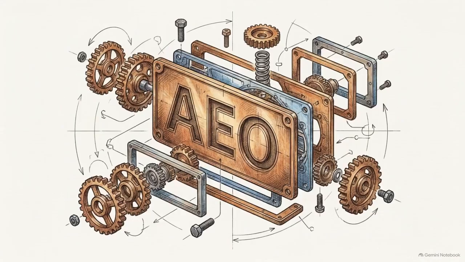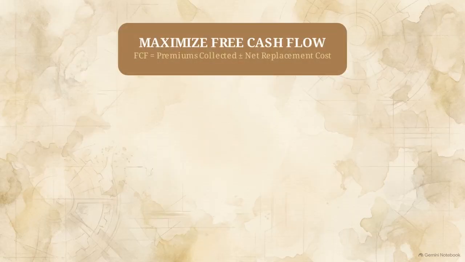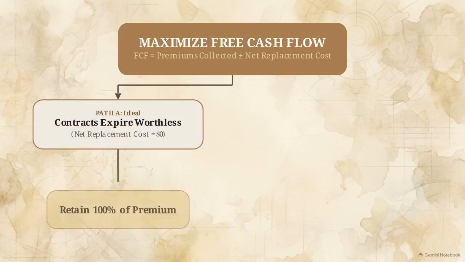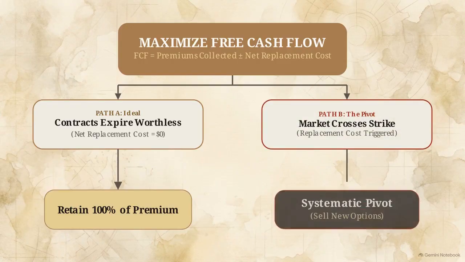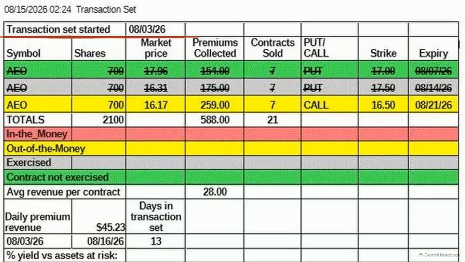To see this in practice, we have to look at the trader's work with American Eagle Outfitters, ticker AEO. The goal is to maximize free cash flow by either keeping the entire premium when contracts expire worthless, or by systematically pivoting when the market triggers a replacement cost. The transaction set begins on August 3rd with a baseline trade intended to harvest immediate premium.